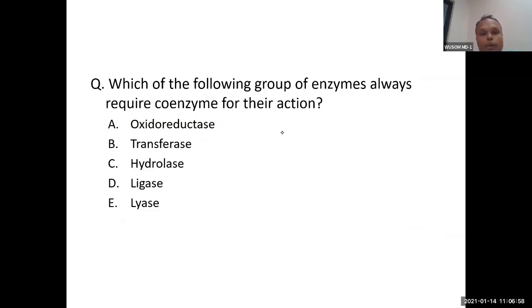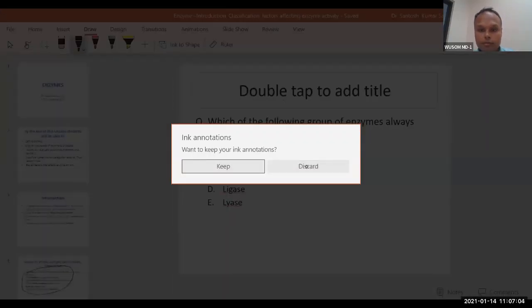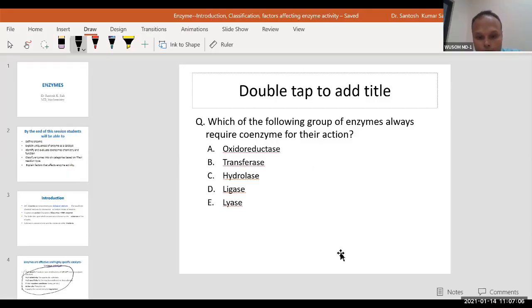Which of the following groups of enzymes always require coenzyme for their action? Yes, try to be quick. A. Very good. A is the answer. Always require coenzyme. There is no exception, always require coenzyme. Very good.